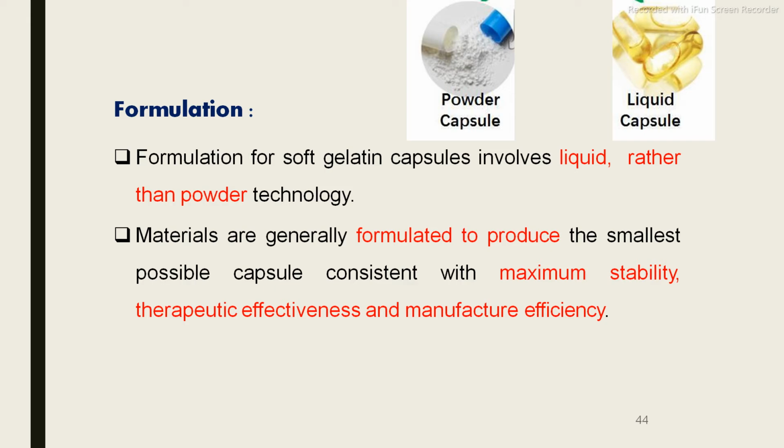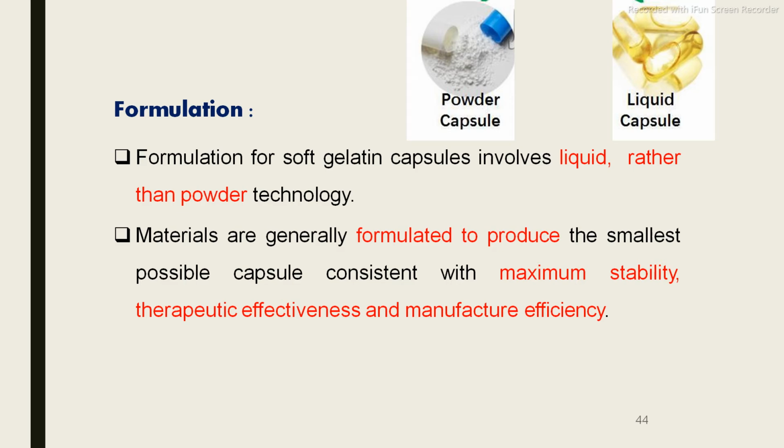Materials are generally formulated to get the maximum stability, therapeutic effectiveness, and manufacturing efficiency. So whatever product we are preparing, that is soft gelatin capsule, it is formulated to give the maximum stability. Stability means the expiry period of your preparation. Suppose it is stated that the soft gelatin capsule will be stable up to a maximum of 3 years. So that is the maximum stability of your soft gelatin capsule. It will remain stable up to 2 to 3 years.